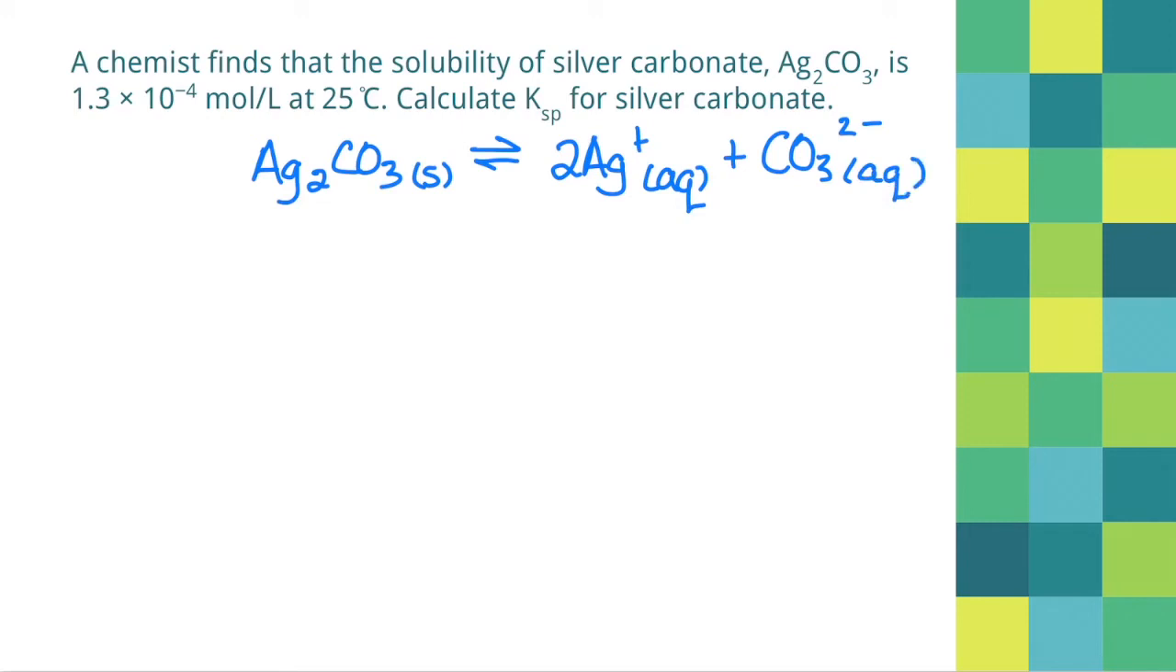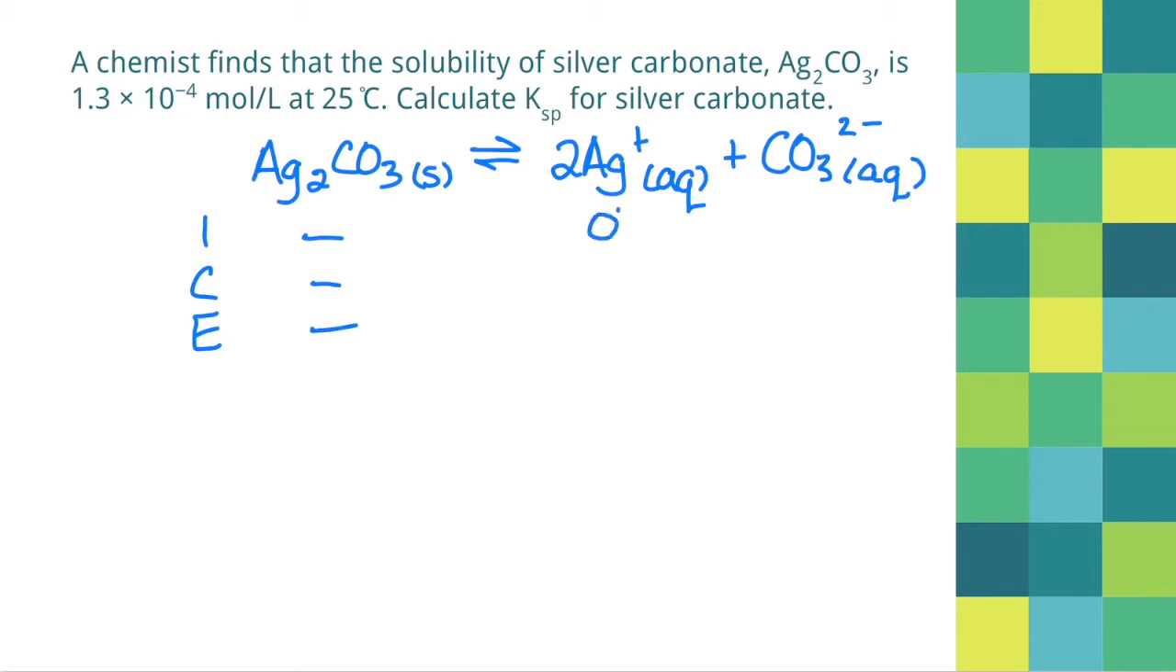Now the next thing we're going to do, because this is an equilibrium, is we're going to set up an ice table. So remember, I is for initial concentration, C is for change in concentration, and E is the equilibrium concentrations. Now, because silver carbonate is a solid, it doesn't matter what those values are. So it's not even included in our K value. We're just going to put lines there.